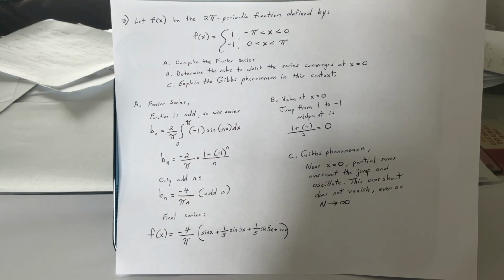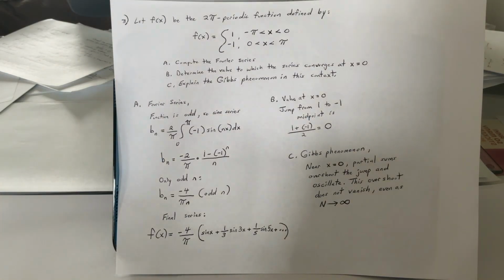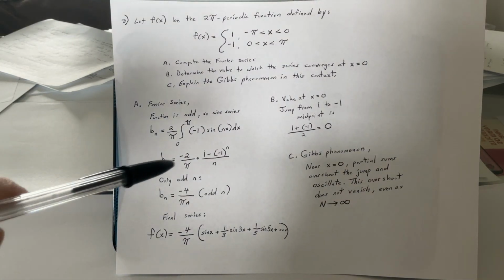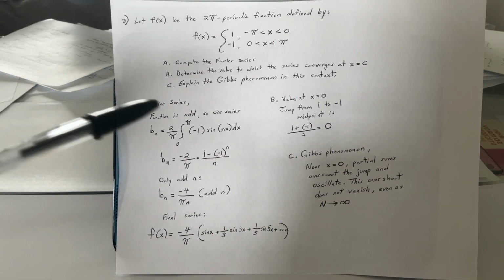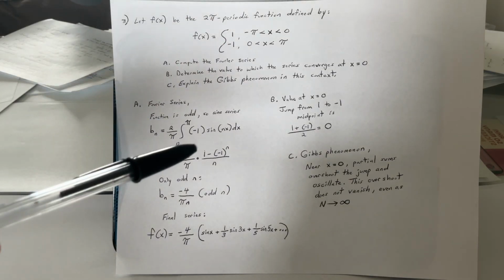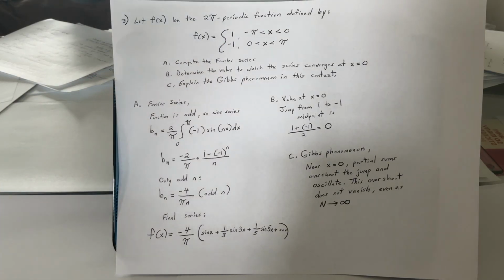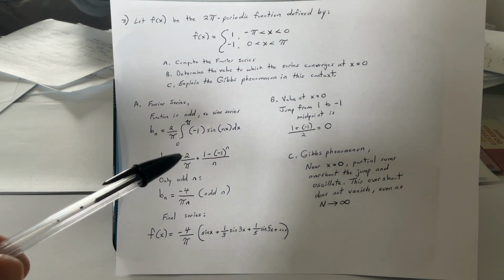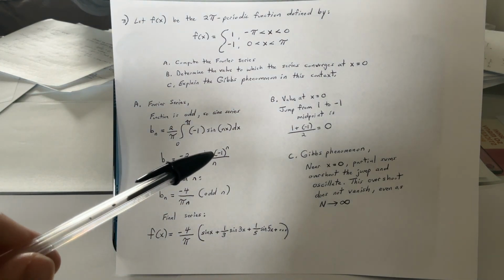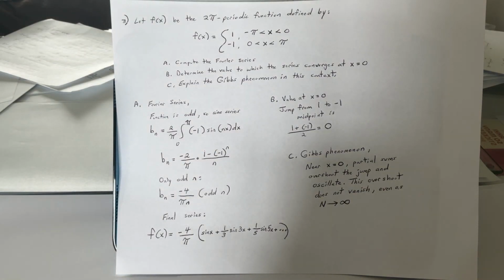So what can we say about this function? Well, the function, we want to find out if it's even or odd. It is odd. Okay? So we choose a sine series. So we have b sub n is 2 over pi. We're integrating from 0 to pi. Negative 1 sine of nx dx. Okay, so here b sub n equals negative 2 over pi times 1 minus negative 1 to the n over n.